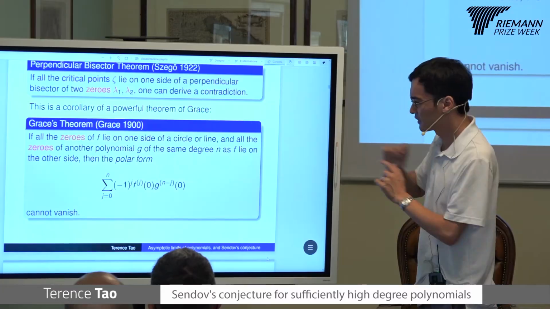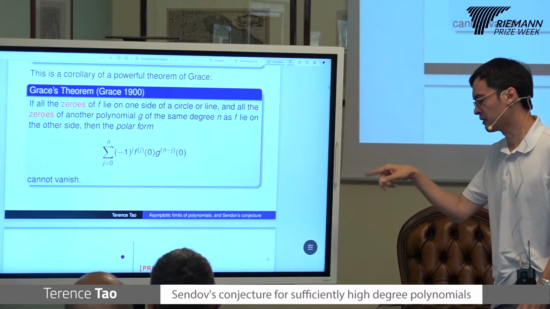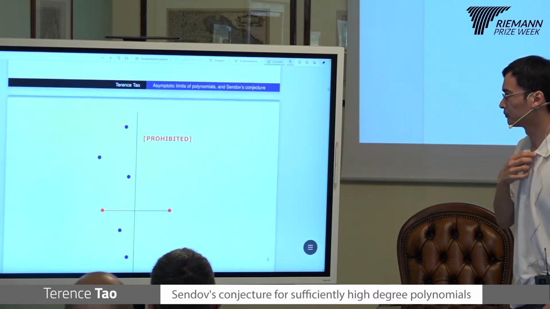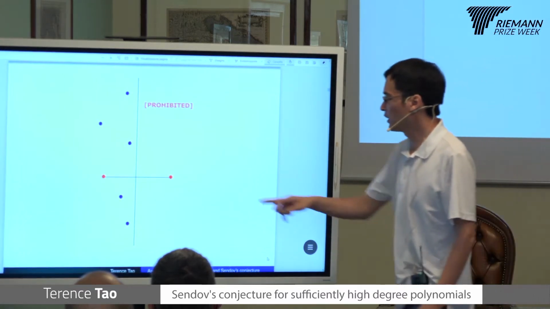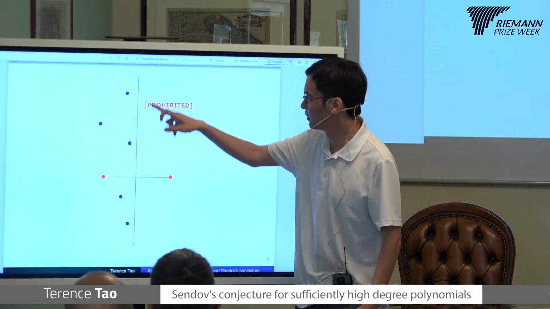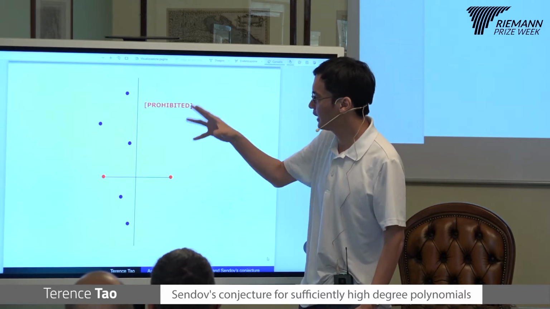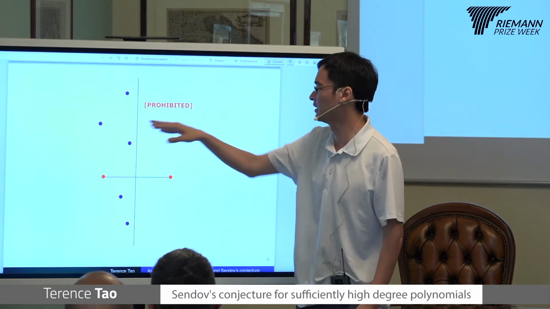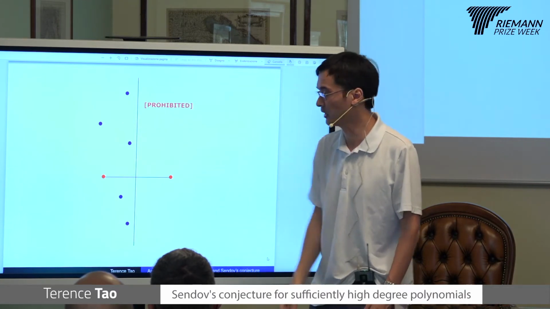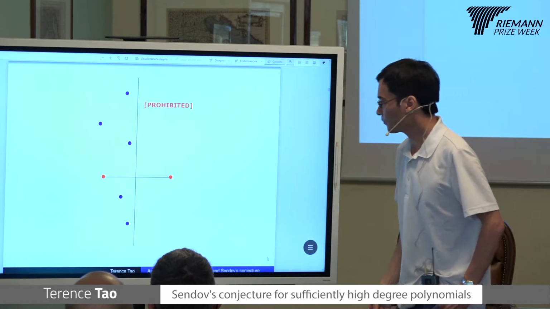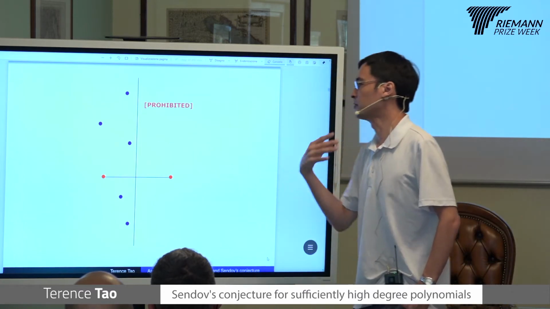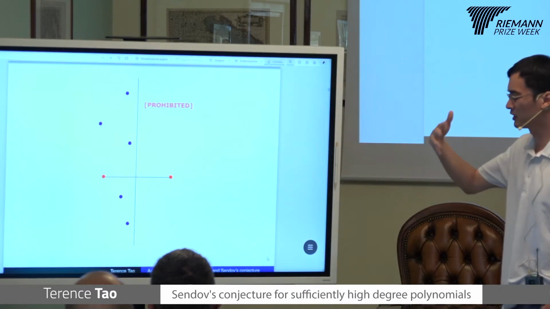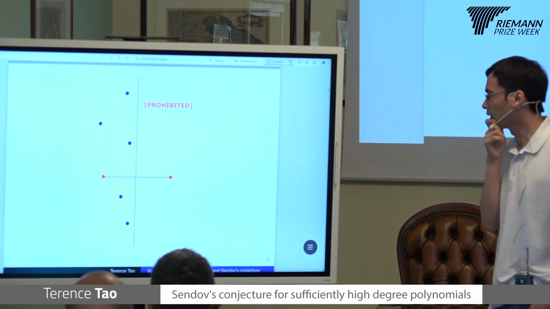But I think the next slide has a picture. So maybe if we go to the next slide, please. Right, so if you have two zeros like this, this is the perpendicular bisector. What can't happen is that all the critical points are on one side of the bisector. They must be evenly spread. So this is an additional constraint between zeros and critical points, which is not covered by the Gauss-Lucas theorem.